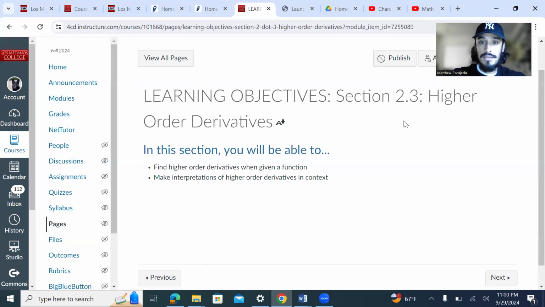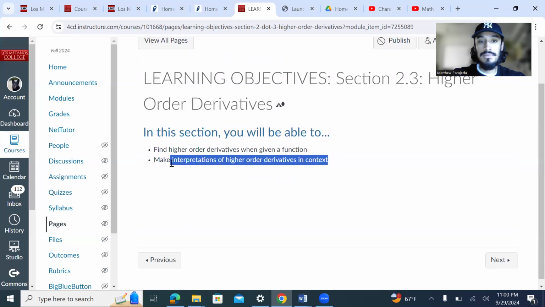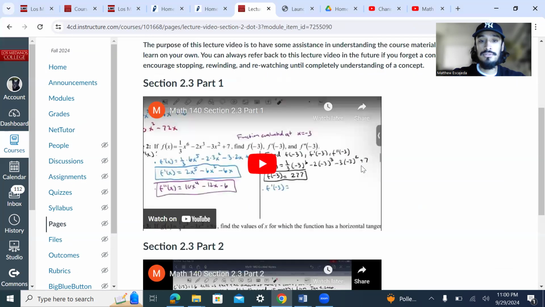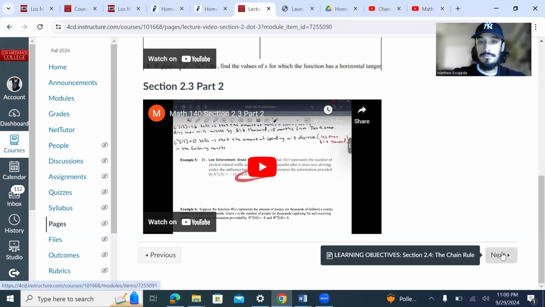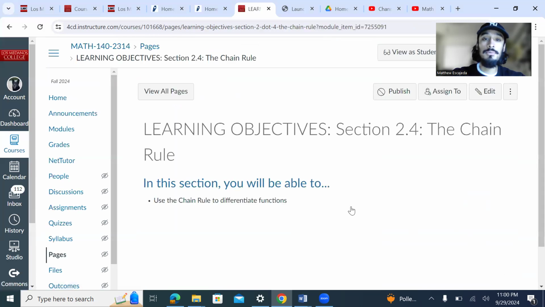So the next section is 2.3, which is higher order derivatives, which is taking more than the first derivative. It's taking the second, third, fourth, etc. And that's as well with this is being able to make interpretations about our derivatives, our first or second, and talking about it in context of a problem. So that's it for 2.3. And once again, you can find these lecture videos here. Okay. So first one is higher order. Second one is about the interpretations about derivatives in the context of a problem.